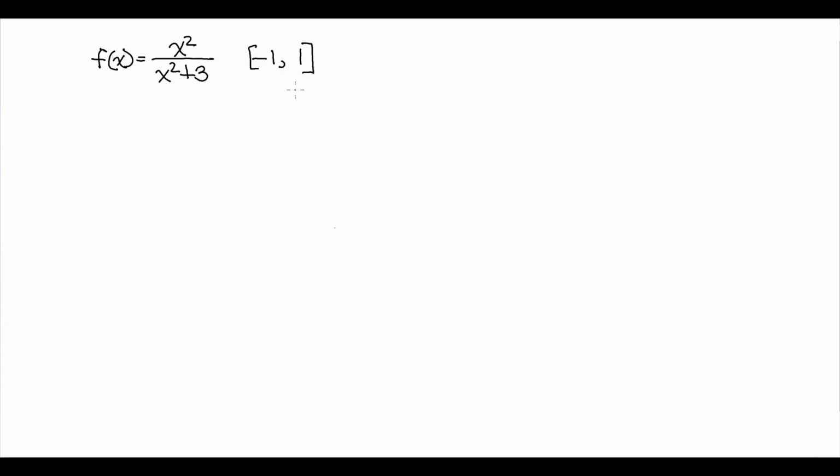It's interval notation, so all the points including -1 and 1. Good. So what we do is find the critical points. We're going to find f prime first. F prime of x, we're going to use our old friend, or to some people enemy, the quotient rule. The derivative of the top function times the bottom, minus the derivative of the bottom times the top, all of that over the bottom squared.